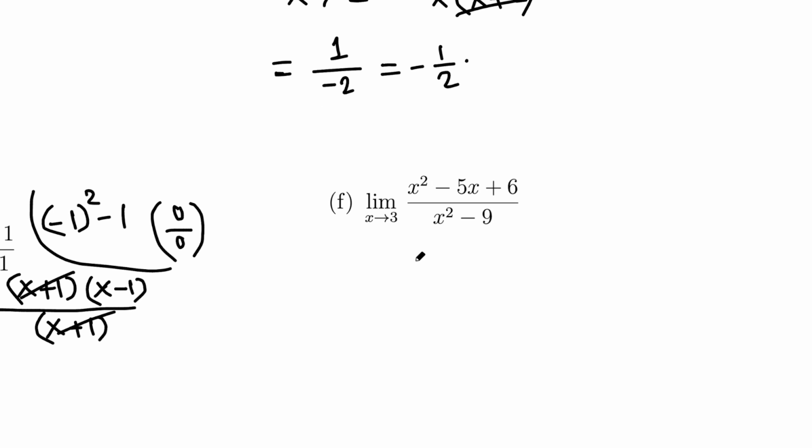In part F, plug in 3. Same story. 3 square 9 minus 15, negative 6 plus 6, 0. 3 square 9 minus 1, 0. So 0 over 0 means we need to factor the top, factor the bottom.